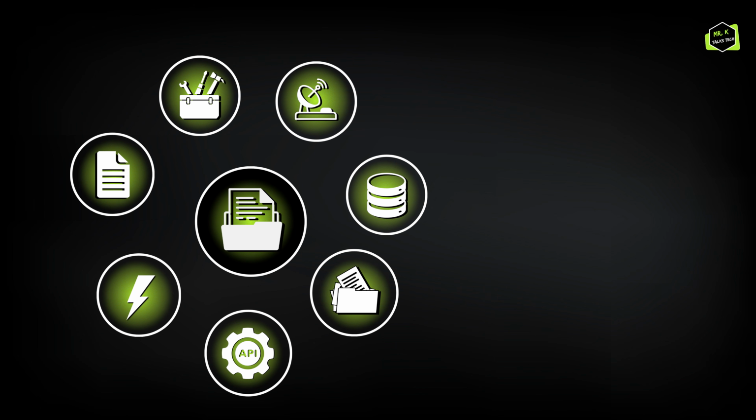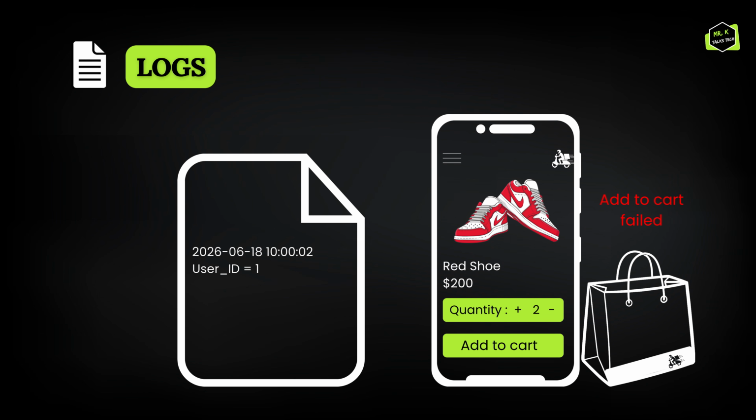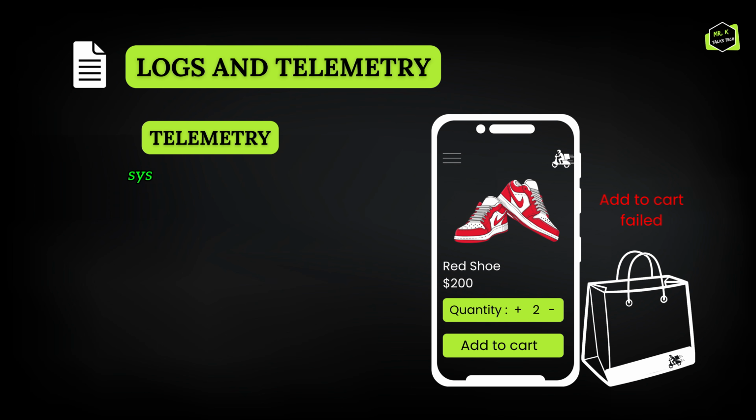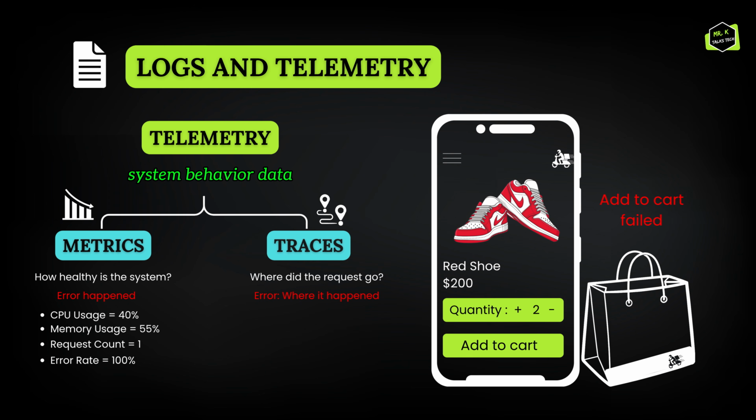The fifth source is logs and telemetry. Logs are records that systems leave behind while they run. They can tell you when a request came in, how long it took, whether it failed, and what error happened. Telemetry is a broader word for system behavior data, including metrics and traces. Metrics might track CPU usage, memory usage, request count, or error rate. Traces help follow a request as it moves through different services.